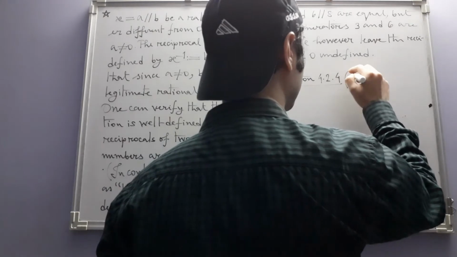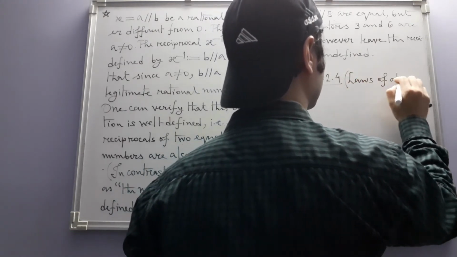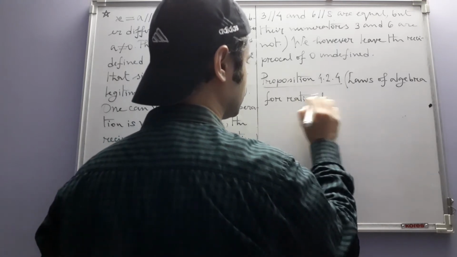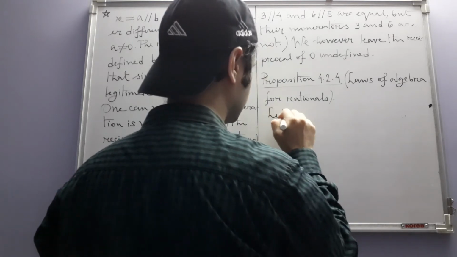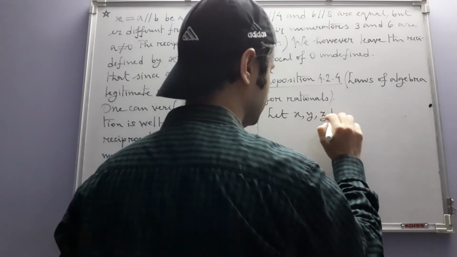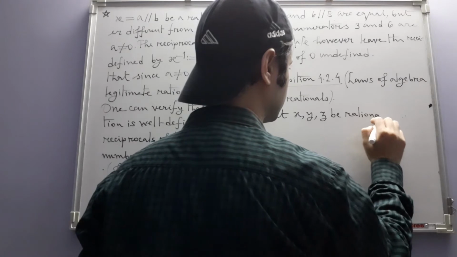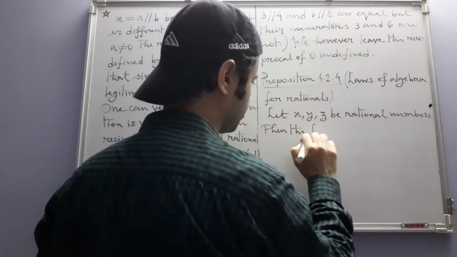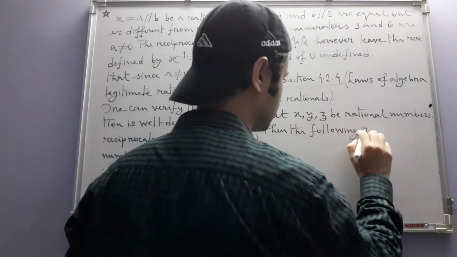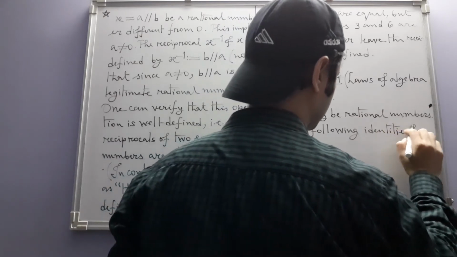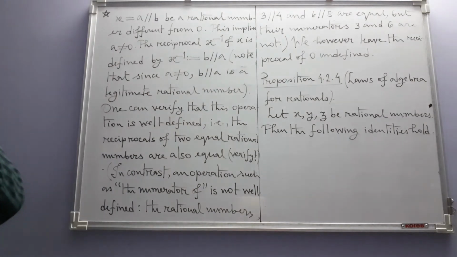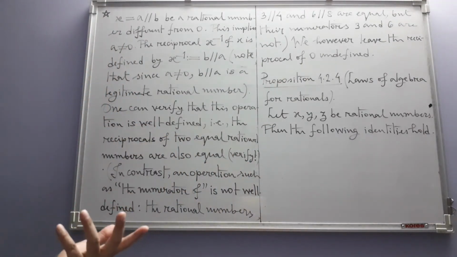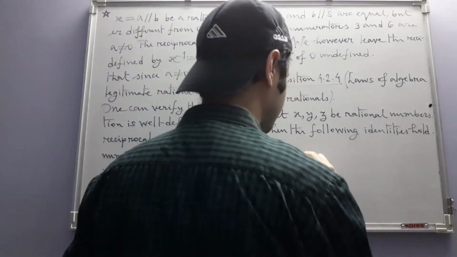So these are the laws of algebra for rationals. Let x, y and z be rational numbers, then the following identities hold. And we will see that the majority of these identities are identities we have already seen for integers, but now they are being stated for rational numbers. So they are not exactly the same thing, although they will look exactly the same.